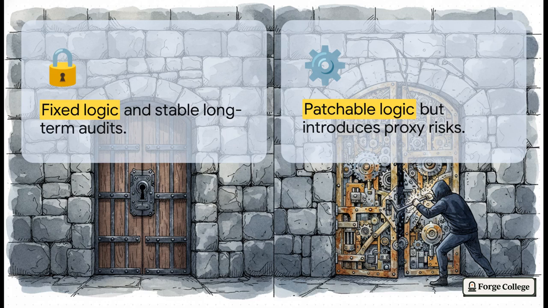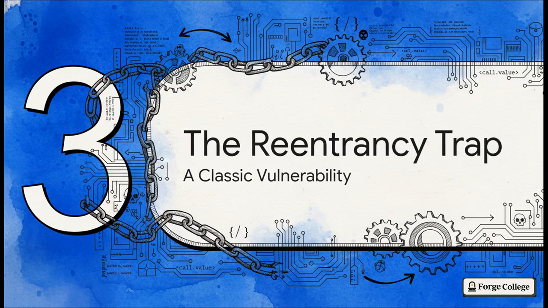Upgradeability, on the other hand, offers a lifeline with patchable logic, but that requires a proxy contract. And that proxy acts like installing a massive new set of windows and doors in your fortress, which, as we just learned, dramatically expands your attack surface. Which brings us to part 3, the notorious reentrancy vault trap.